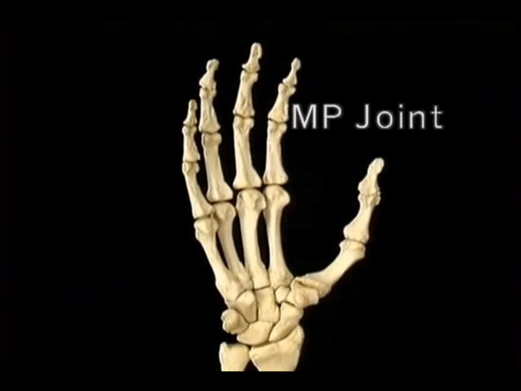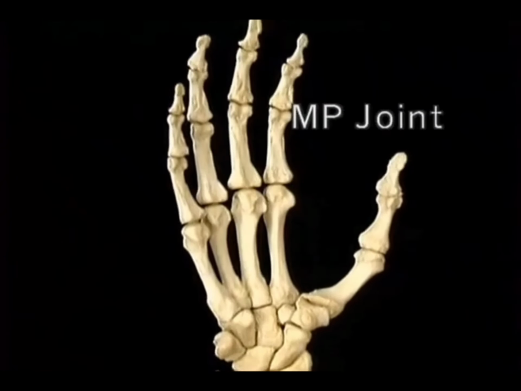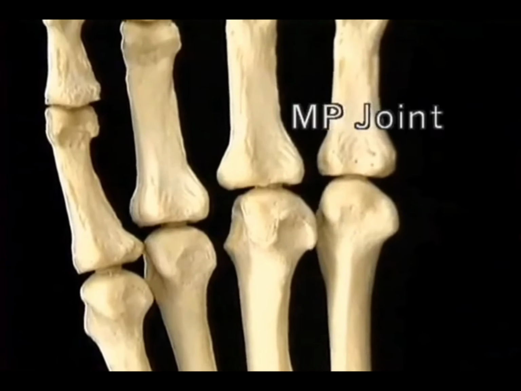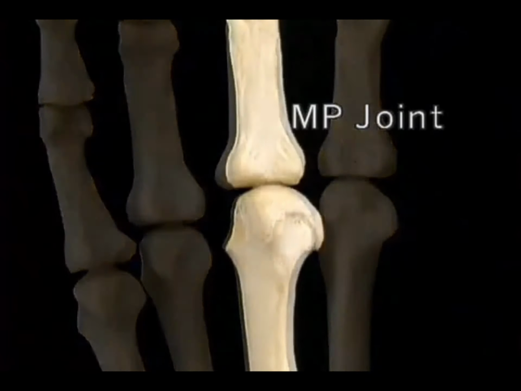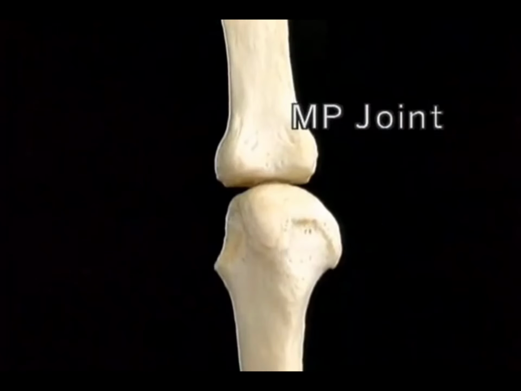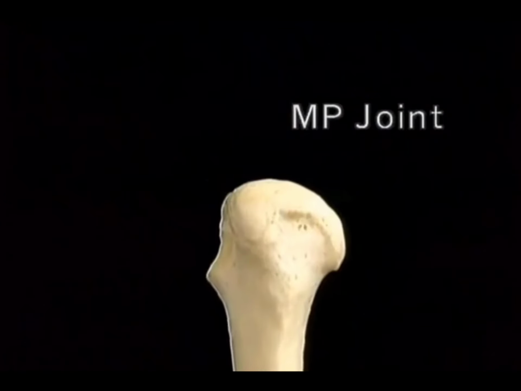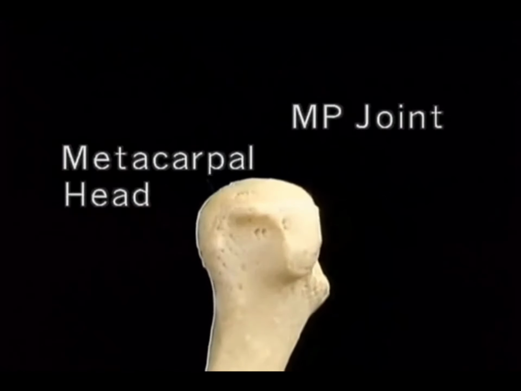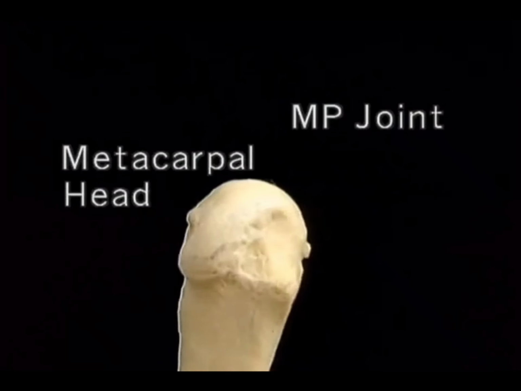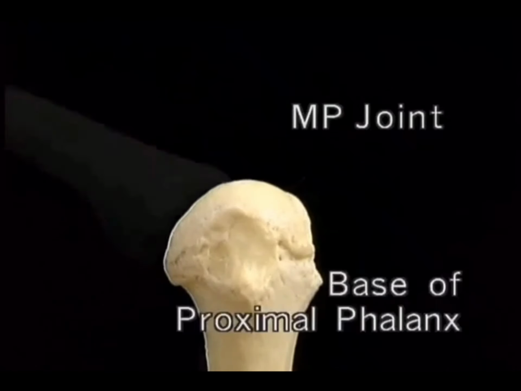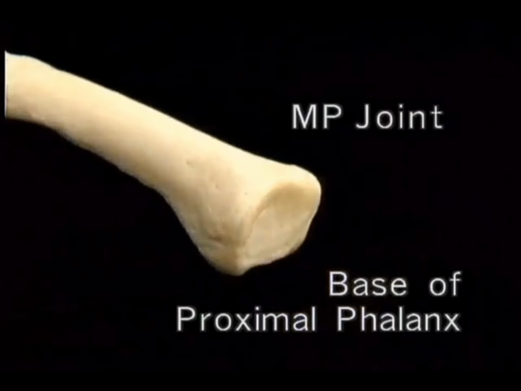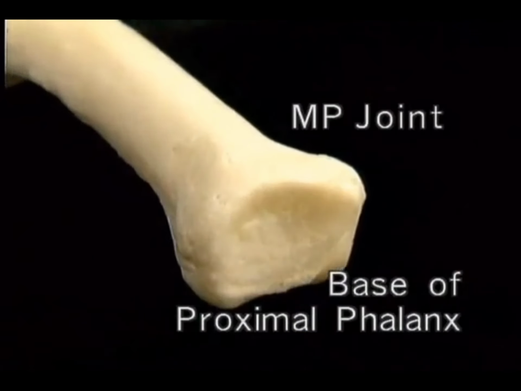Now let's look at the metacarpophalangeal joint, the MP joint. It's the joint at which the finger becomes separate from the hand. We'll take the other fingers away so that we can see it from all sides. The articular surface of the metacarpal head is curved in 2 planes, from side to side and from front to back. The base of the proximal phalanx has a concave articular surface that's also curved in 2 planes.